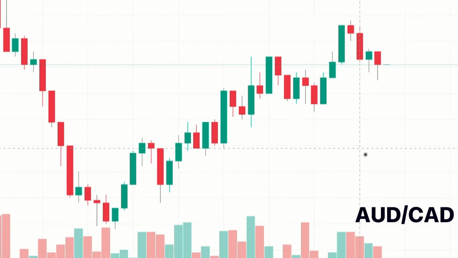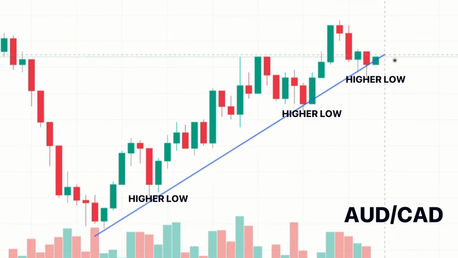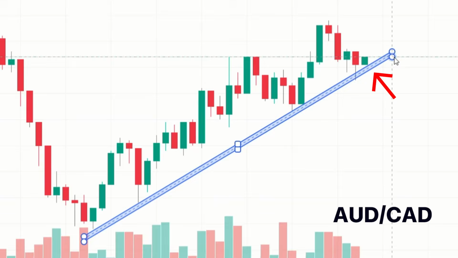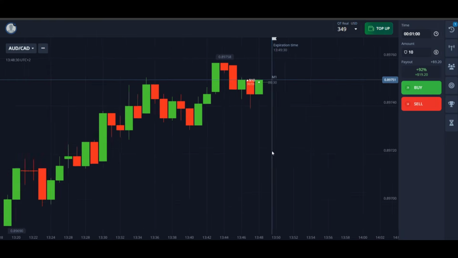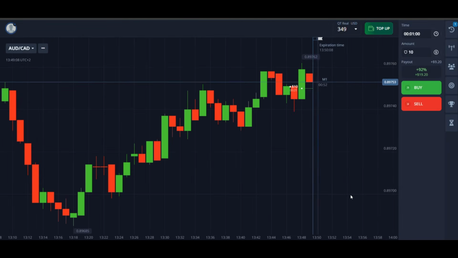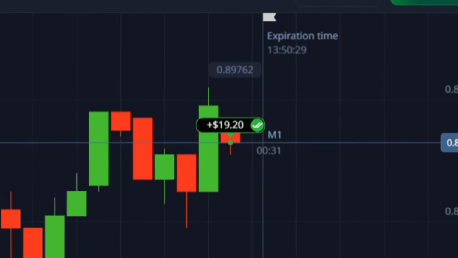Now let's place some trades using this strategy. Here, we can see this market is in an uptrend with few higher lows. Once we drew the trend zone, we can see that the market is currently being rejected by it. So, according to the strategy, I will place a 1-minute buy trade in the pocket option market. I successfully closed that trade.